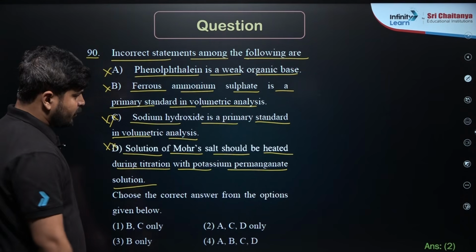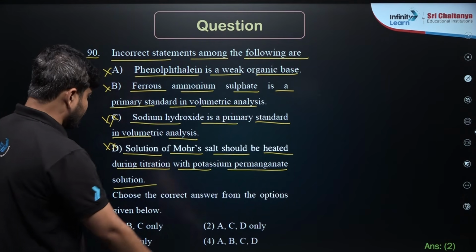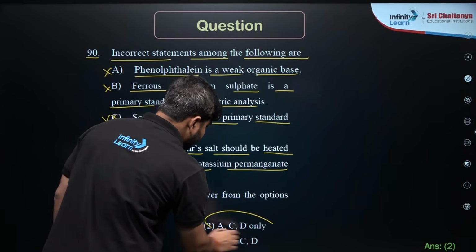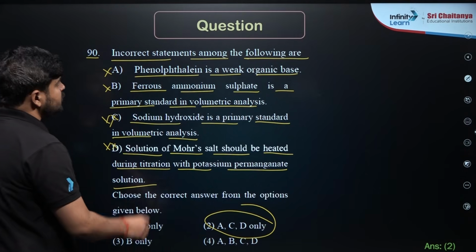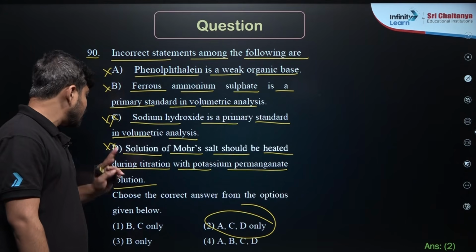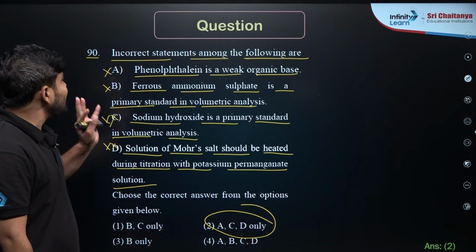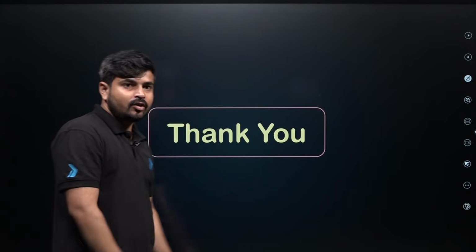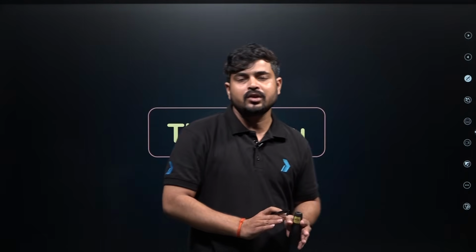So overall, if we discuss, what will come? Second one, ABCD only. ABCD only means all the statements A, B, C, D are incorrect. So basically I have given the solutions of all the questions.